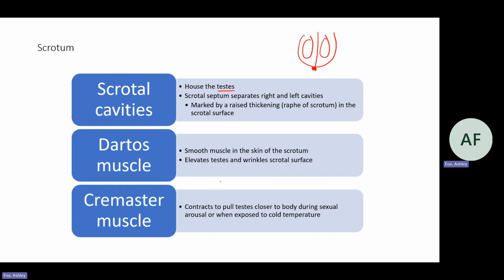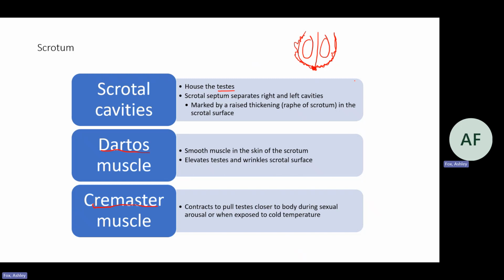We also have two smooth muscles, the dartos muscle and the cremaster muscle, that are involved in temperature control. So the dartos muscle is actually in the surface of the skin of the scrotum. So it's actually all along the surface of the scrotum here.